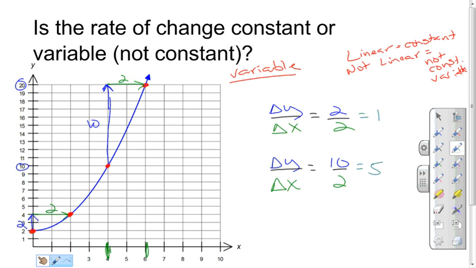I should have expected this phenomenon, because when I first got a rate of change of 1, I would expect the rate of change to change because it's variable, because it's not linear. So it went from 1 to 5. If I did these triangles, I would probably never get the same number twice because it's a variable rate of change.